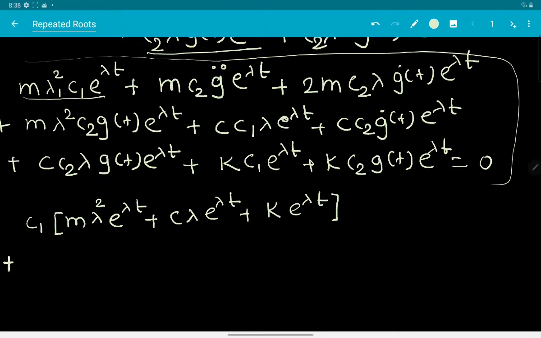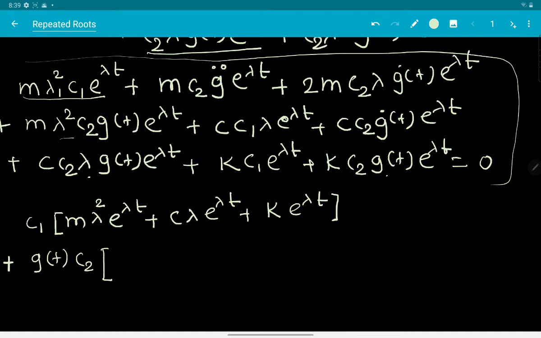Now I'll write the second set of terms by taking g of t common. Let me club those terms which have got g of t into them. What are those terms? This is the term which has got g of t into it. Then this term doesn't have g of t. This has got g dot of t, so that is also of no use. This is the second term which has got g of t into it, and this is the third term which has got g of t into it. So I'll write down those terms over here. G of t times c2. C2 is also going to get common out of all these, so we'll bring that c2 out.